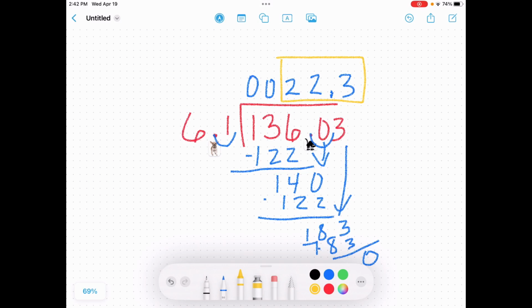So if you remember the rules of Scaredy Cat, you know exactly where to place your decimal point in your quotient.